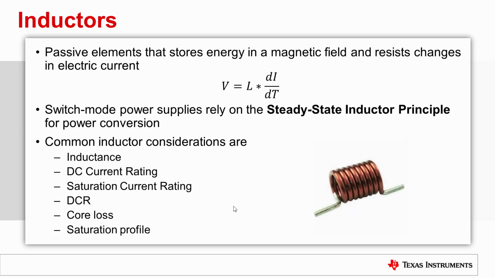An inductor is a passive element that stores energy in a magnetic field and resists changes in electric current. An inductor acts like a short circuit at DC voltage and an open circuit at high frequencies. Switch mode power supplies rely on the steady state inductor principle for power conversion. More on this later. There are several inductor considerations to pay attention to in power supply design. First and foremost is the inductance value.